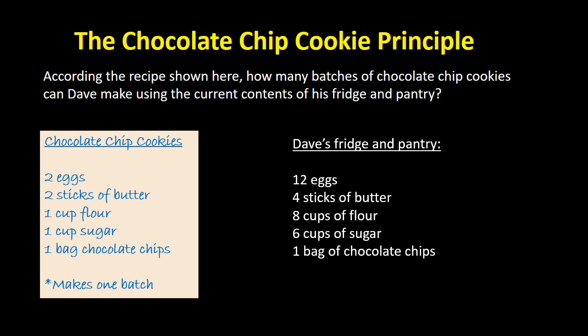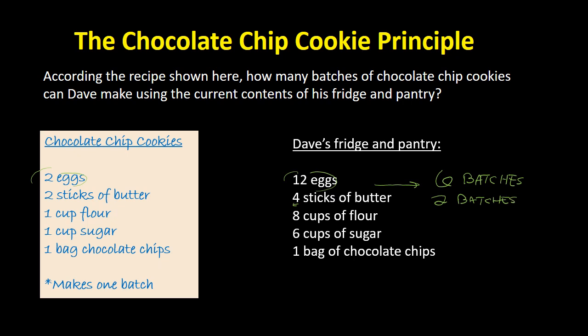Okay, so when you look at this, you can look at each ingredient independently and say if one batch of cookies requires 2 eggs and he has 12 eggs, then that means he has enough eggs to make 6 batches. Each batch of cookies requires 2 sticks of butter, and he's got 4 sticks of butter. That's twice as much as he needs. So that means he has enough butter to make 2 batches of cookies.